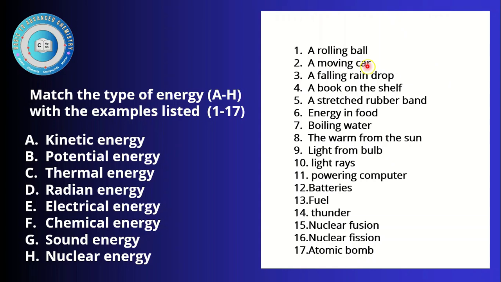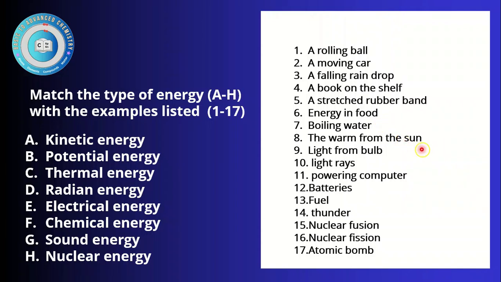A moving car in motion, this has kinetic energy. A falling raindrop, this has two types of energy. Because of its high position and because of its motion, it has potential and kinetic energy. A book on the shelf at a high position at rest, this has potential energy. A stretched rubber band, because of its elasticity, it has potential energy. Energy in food. Food has different chemical compounds. Chemical compounds have chemical energy. Boiling water. This is a heated object. So this has heat energy.